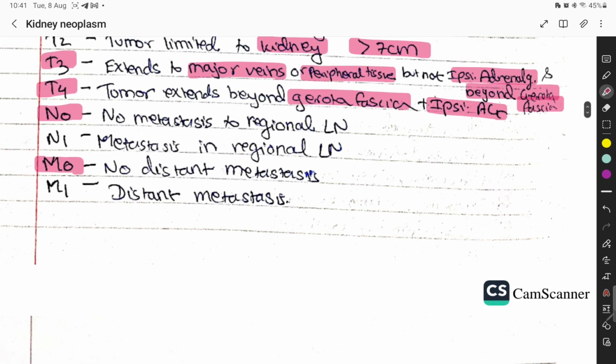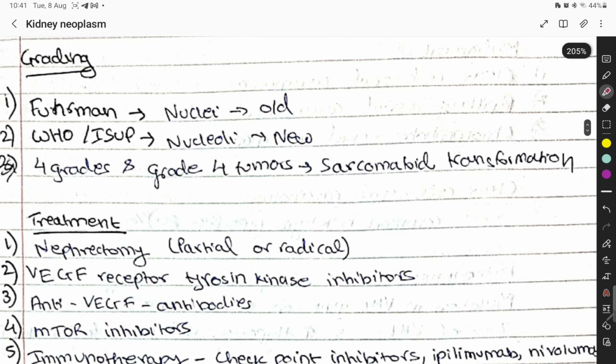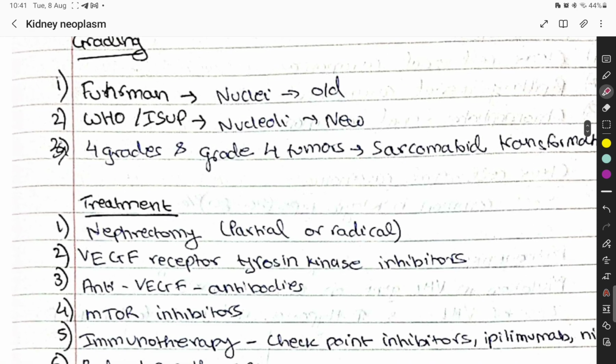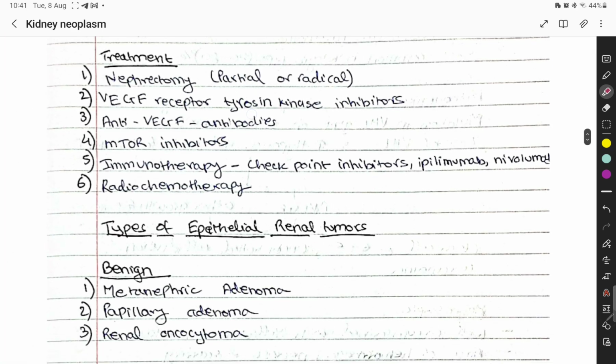Okay. No metastasis to regional lymph nodes is N0. Metastasis in regional lymph nodes is N1. M0 is no distant metastasis. M1 is distant metastasis. Okay. Now grading. How do you grade a kidney tumor? There are 3 ways. One is Fuhrman grading, which looks at the nuclei. It's an old type of grading. WHO/ISUP grading looks at the nucleoli, and it is the new type of grading. There are 4 grades, and grade 4 tumors have sarcomatoid transformation.